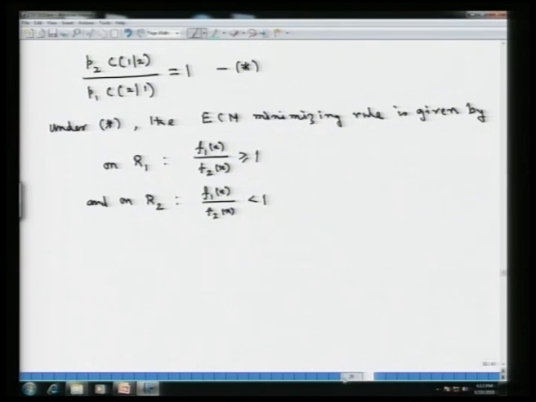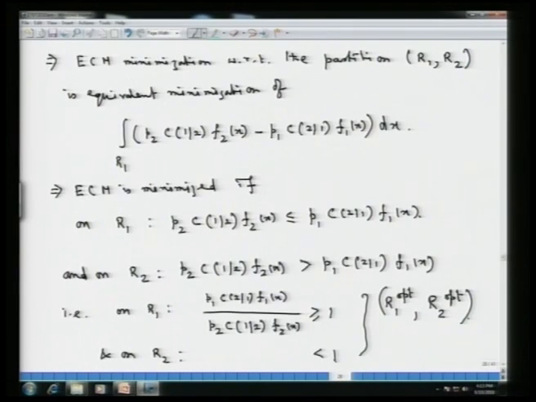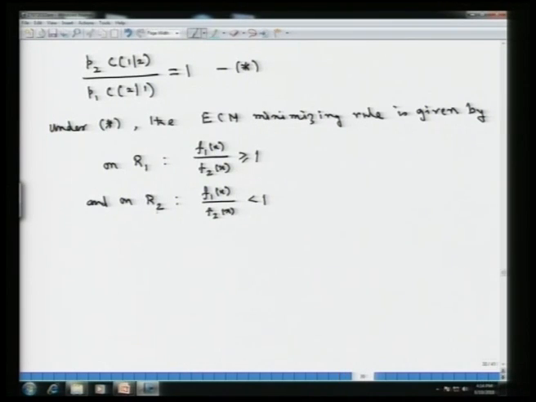From where does it come? It comes straight away from this ECM minimizing rule that we have obtained out here. There we had just assumed a special structure in the priors and the costs. We had assumed that this part, up to the cost part, is equal to 1, and hence the ECM minimizing rule is just f1(x)/f2(x) greater than or equal to 1 on R1, and on R2 we will have f1(x)/f2(x) less than 1.